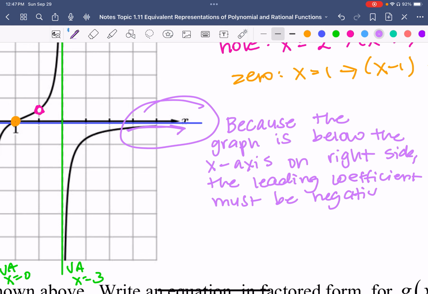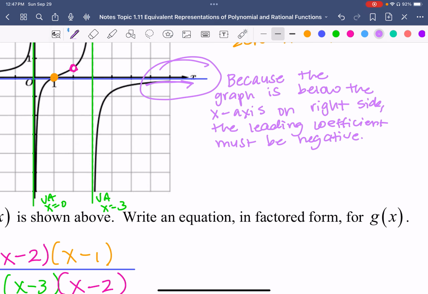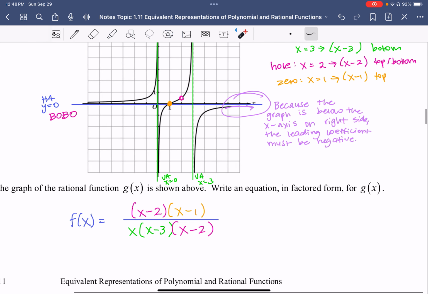Okay, so this is kind of similar to what we talked about on lesson 6. So remember on lesson 6, we figured out you do the right side first. If your leading coefficient is positive, then you go up to positive infinity. And if your leading coefficient is negative, then on the right side, you go down to negative infinity, right? So it's kind of similar here because you're below the x-axis, your leading coefficient has to be negative. So let me graph this for you so you can see.